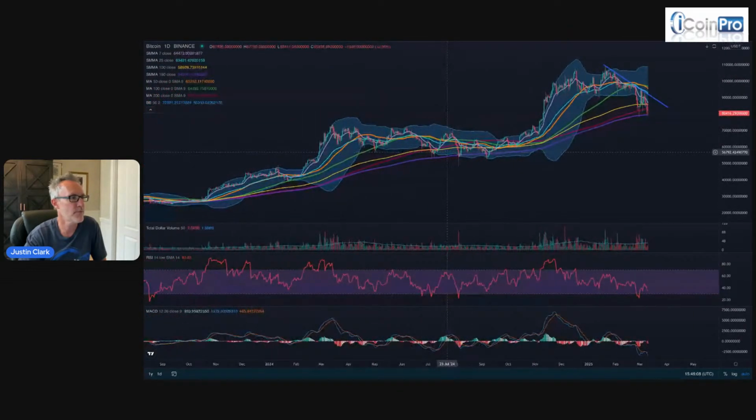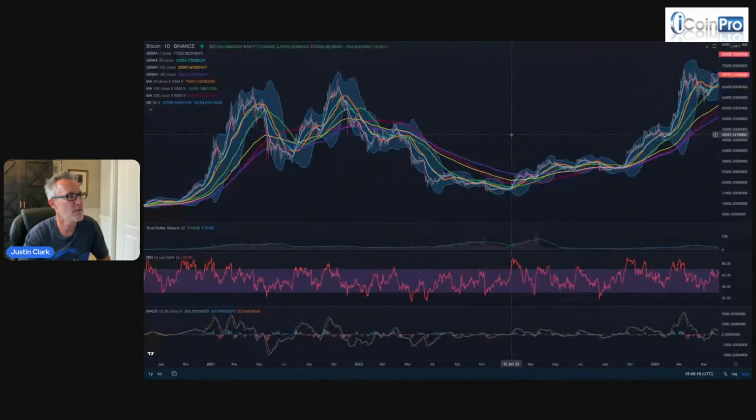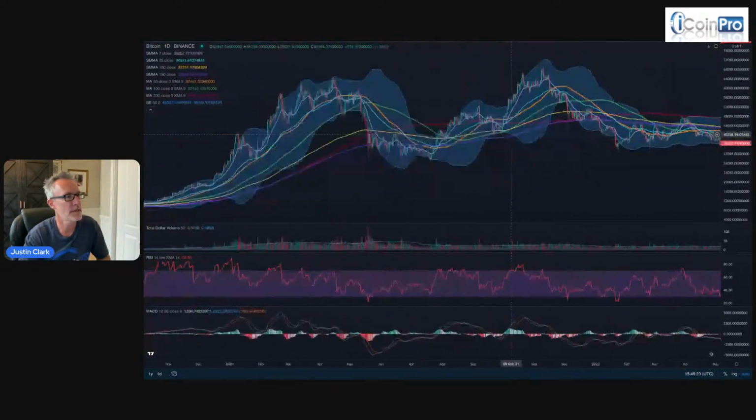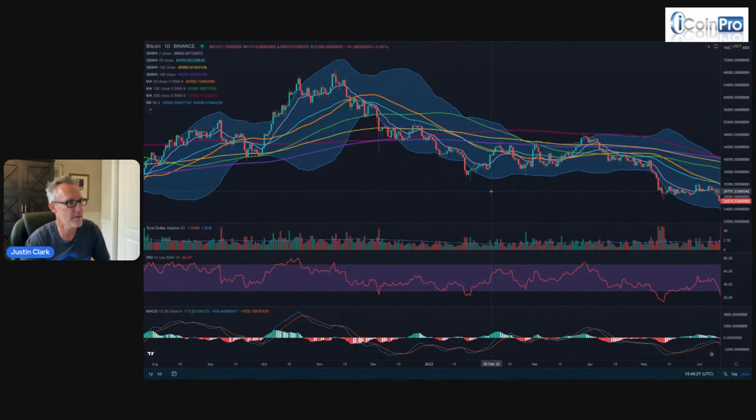And if you look at prior times this year that we came into contact with this, we bounced and moved back up. Over here, though, we weren't quite as lucky. We came into contact with it. We did get some bounces off of the purple one, but as soon as that broke down, there we go.